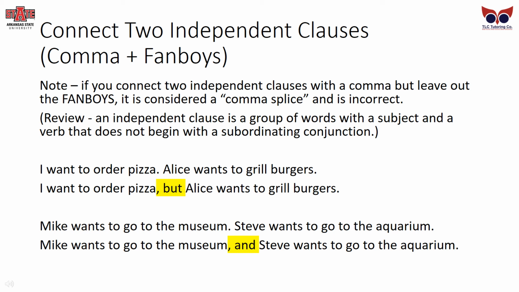In the second example, we read, Mike wants to go to the museum. Steve wants to go to the aquarium. To combine these, I would use a comma and. Mike wants to go to the museum, comma, and Steve wants to go to the aquarium.